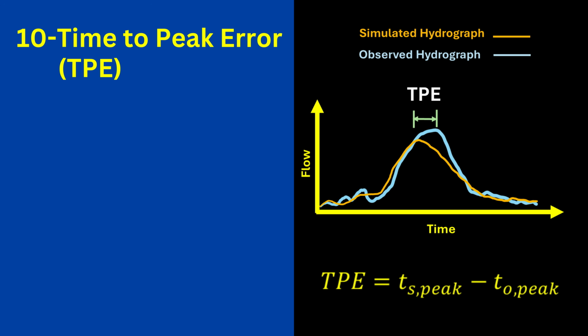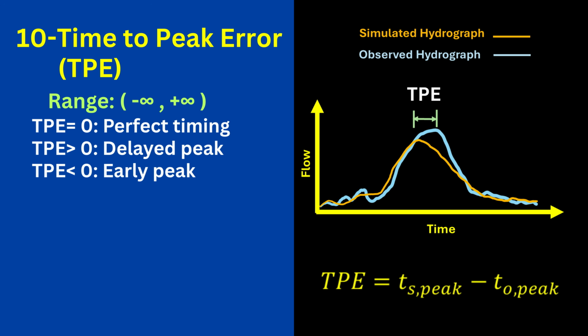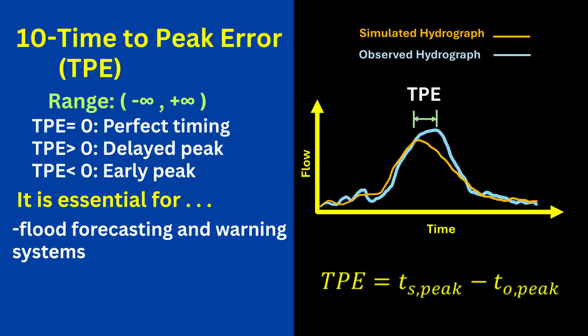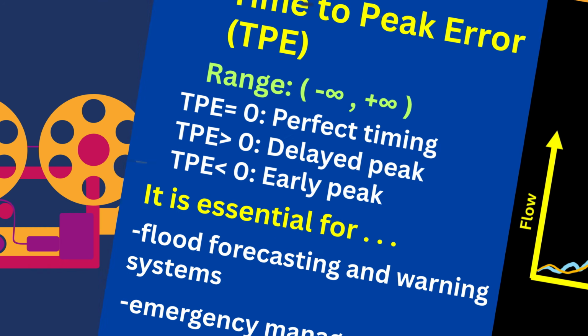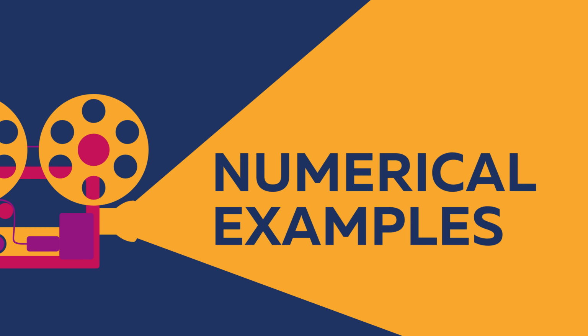And last one is time to peak error, or TPE. It is essential for flood forecasting and warning systems and emergency management. Now let's go through a few numerical examples.